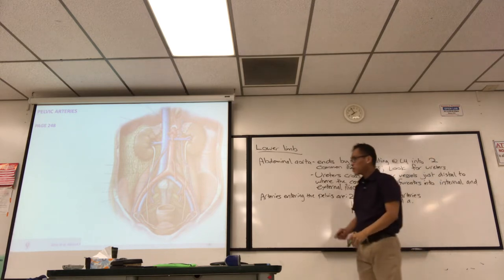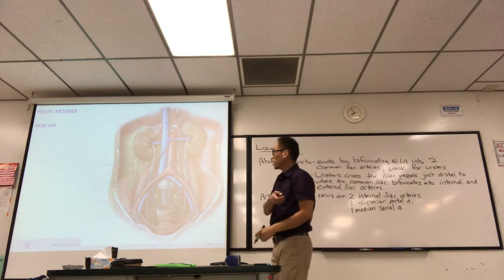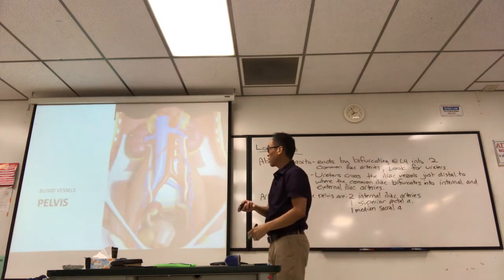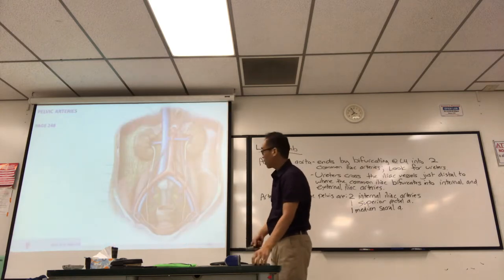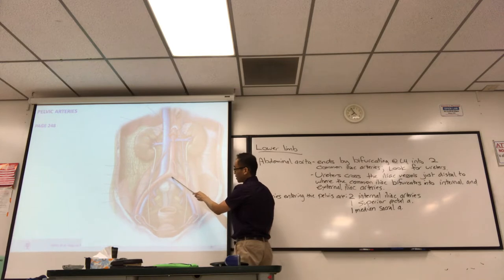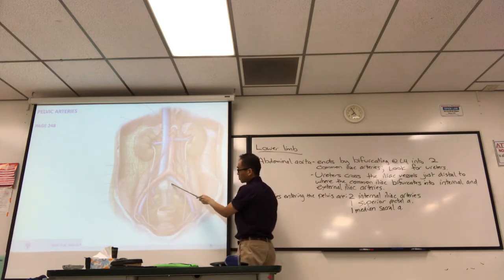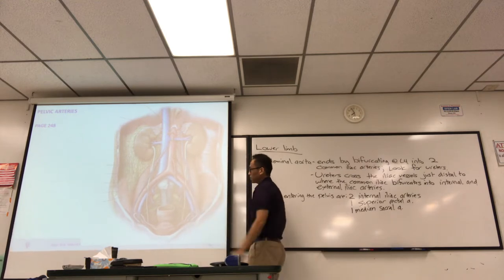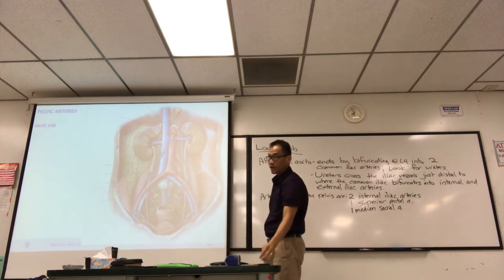The picture's a little off. Let me go to the previous slide. No, this one doesn't show it either. This one does show it. There's supposed to be a branch coming off right here where the bifurcation is. That'll show it accurately. That red vessel and the blue vessel is the median sacral artery and vein together.